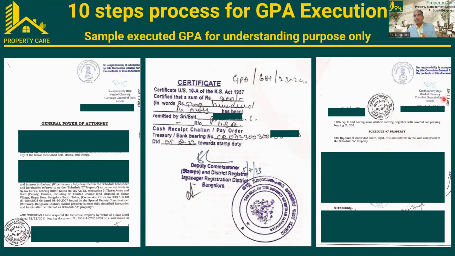the Consulate General of India, Atlanta, and the sign of witnesses. So this is the document, the GPA document. Once all these things are done, see, this is the Consulate General sign. Raju, some Indian consulate person, signing the document. So once this is done, it will be a valid GPA. We can use it for any property transactions.